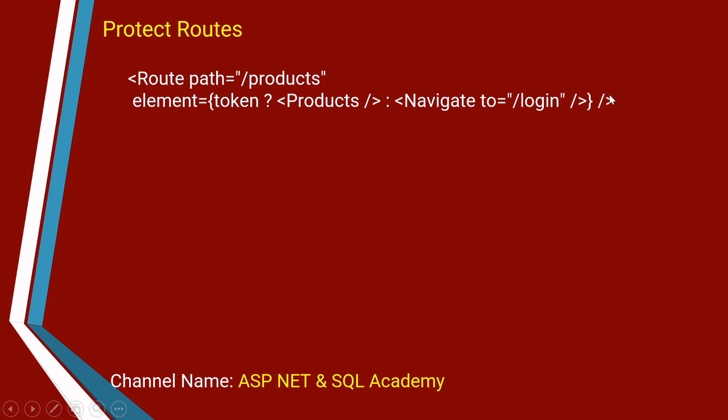To protect certain routes like products, we check if a token exists. If not, the user will be redirected to the login page.